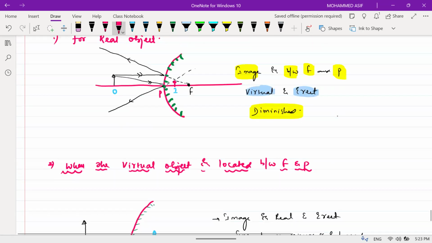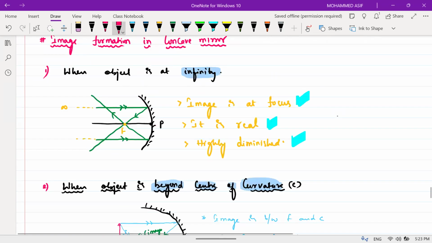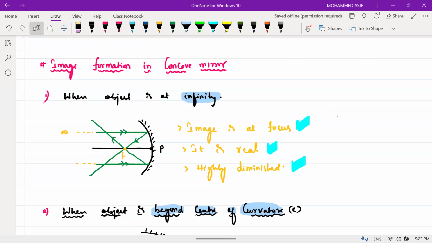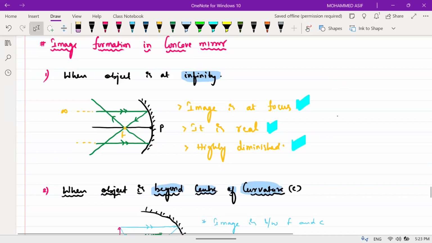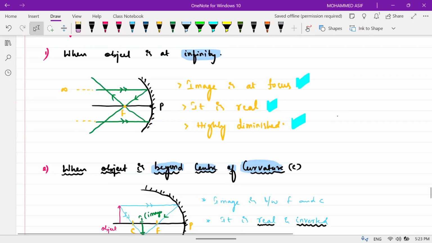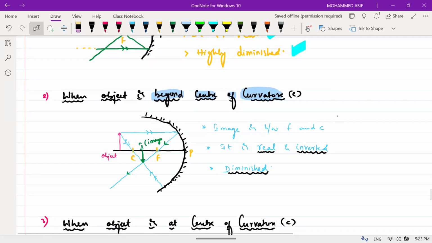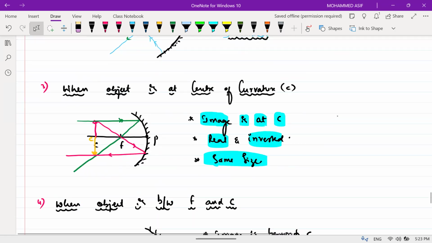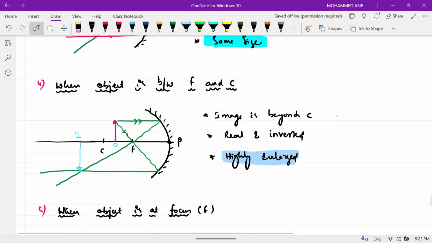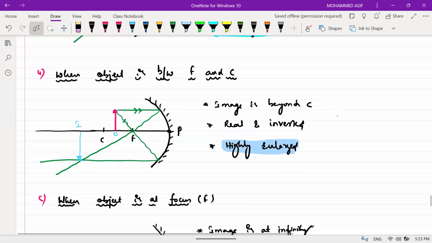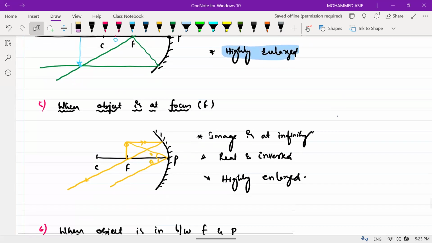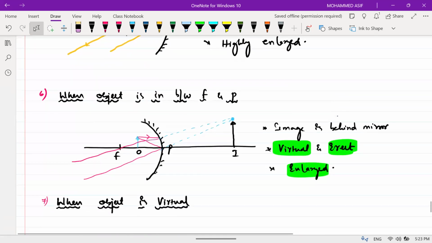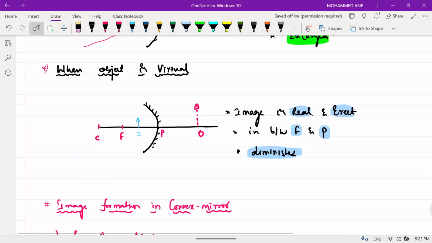Okay. Now see, we have been doing image formation in a concave mirror and convex mirror. When the object is at infinity, we got all the cases. We did this one yesterday. When the object is beyond the center of curvature, what is the image formation? When the object is at the center of curvature, what is the image formation? When the object is between focus and center of curvature, when the object is at the focus, when the object is between focus and pole, and when the object is virtual.